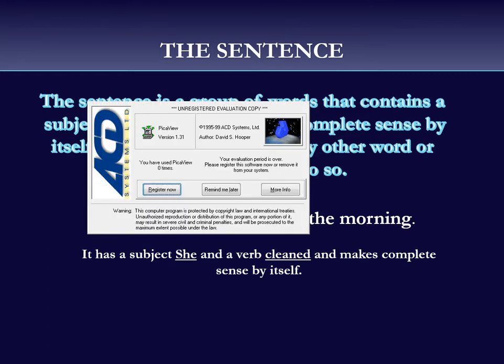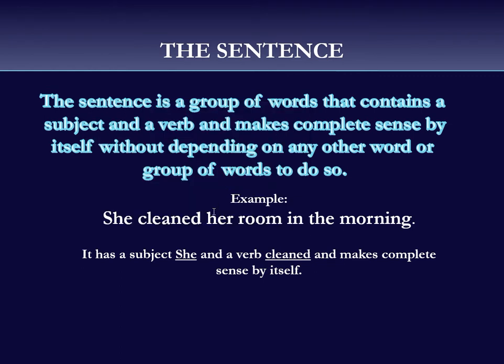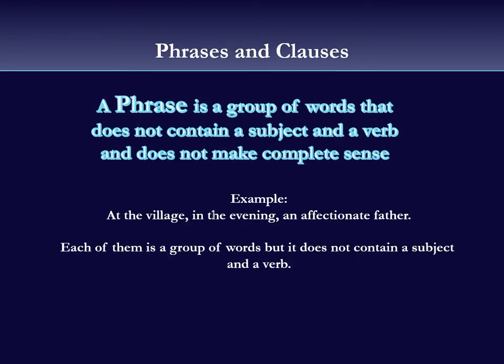Now let's look at what phrases and clauses are. First, a phrase. A phrase is a group of words that does not contain a subject and a verb and does not make complete sense. So a phrase is just a group of words without a subject, without a verb. For example, at the village, in the evening, an affectionate father.